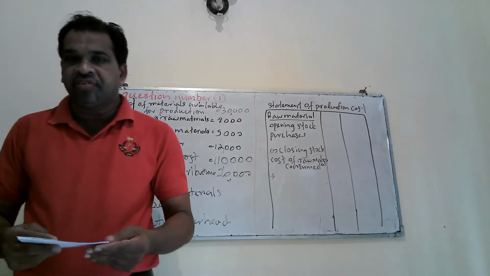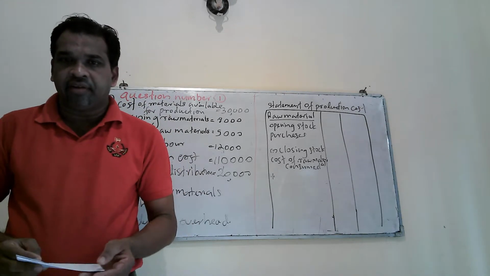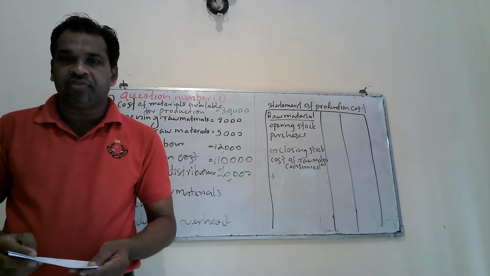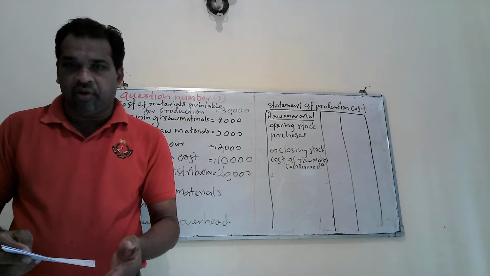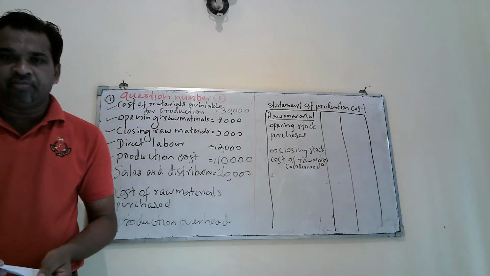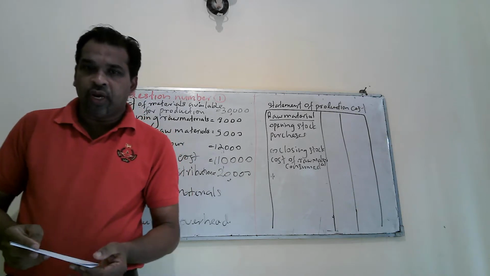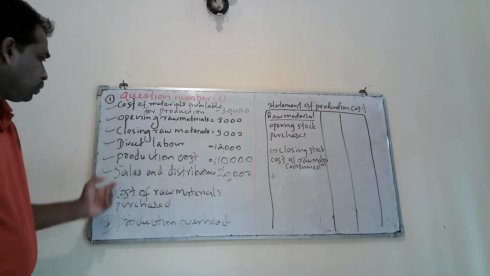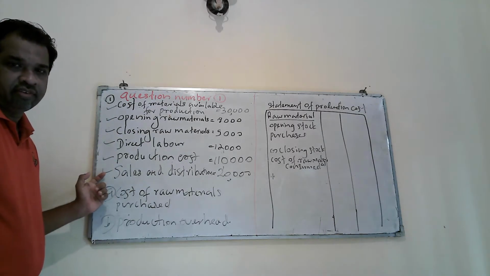Today I am going to discuss with you some practice questions and past paper questions regarding statement of cost or statement of production cost or manufacturing cost. Our old term is manufacturing cost, now the new term is statement of production cost. I just gave you a simple question, that is number one.